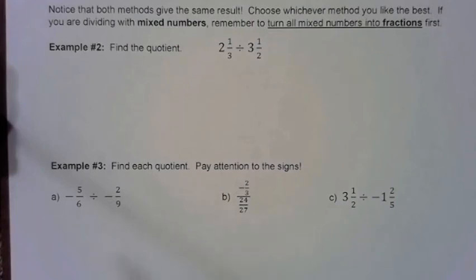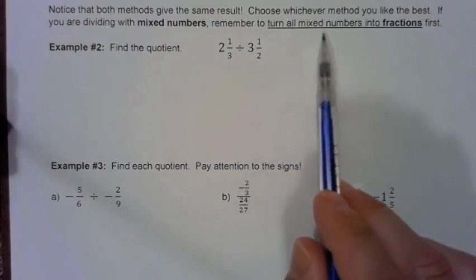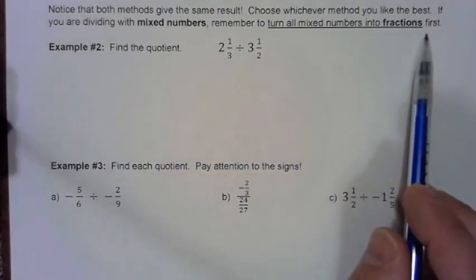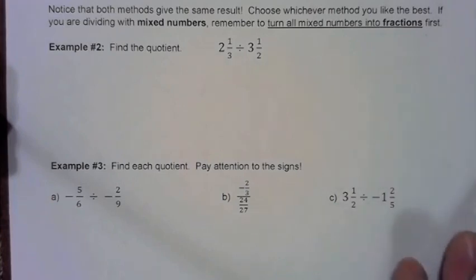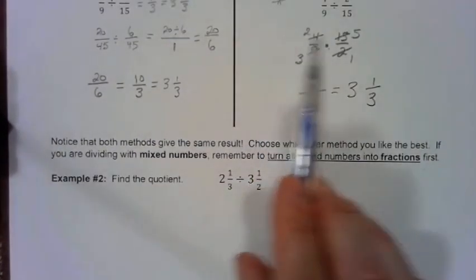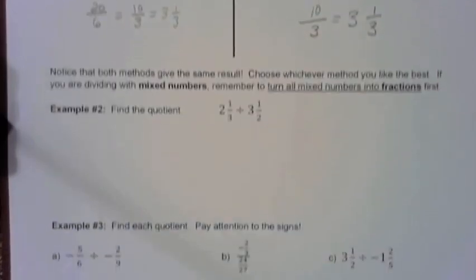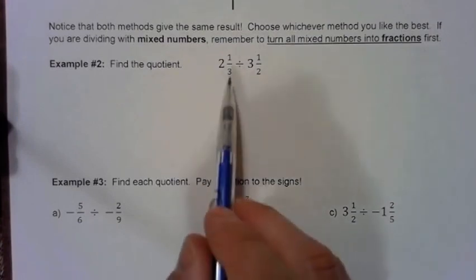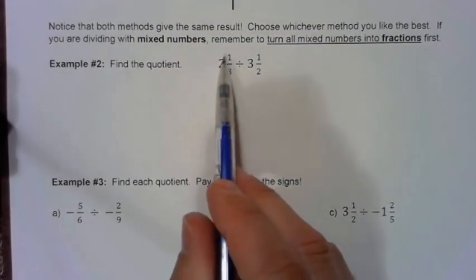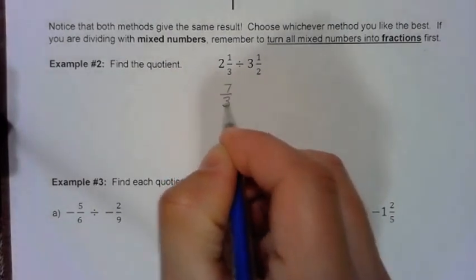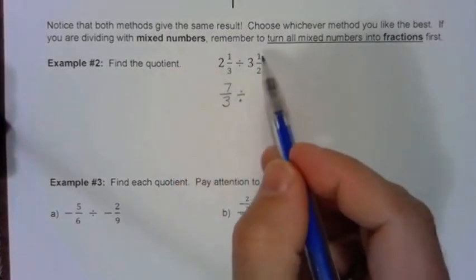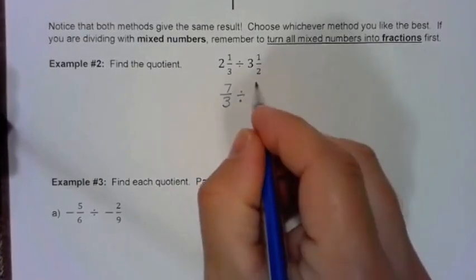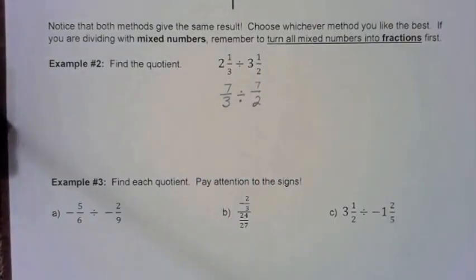All right, and very similarly, when we multiplied with mixed numbers, the first thing that you're actually going to do here is turn all of your mixed numbers into fractions first. Once you turn your mixed numbers into fractions, well, then your problem is going to look like what we just did right up here. All right, so let's take 2 1/3 and divide it by 3 1/2. Let's make them fractions. 2 1/3, well, 3 times 2 is 6 plus 1 is 7. That's 7/3. And I'm going to divide that by 3 1/2. 2 times 3 is 6 plus 1 is 7 halves. So this is 7/3 divided by 7 halves.